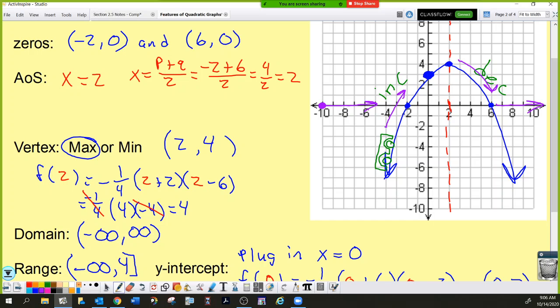Imagine you were walking along the x-axis, and there's a roller coaster, like you're walking underneath the archway of the roller coaster, okay? You should be able to either look down at the roller coaster or look up at the roller coaster.